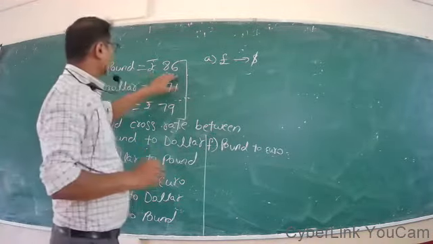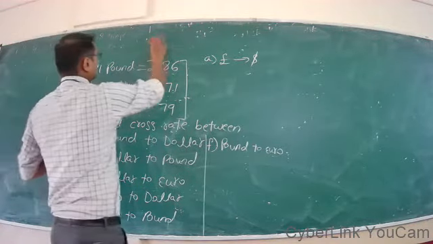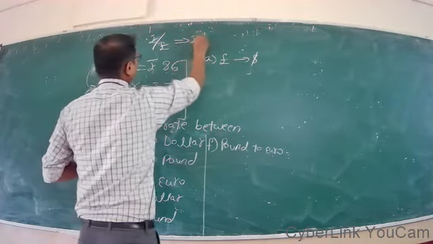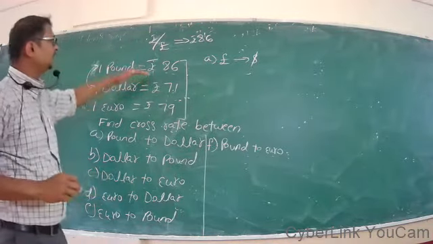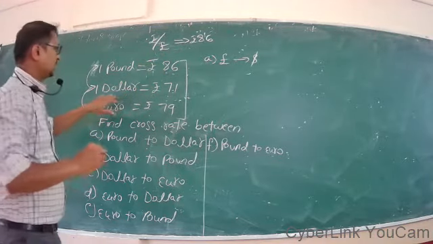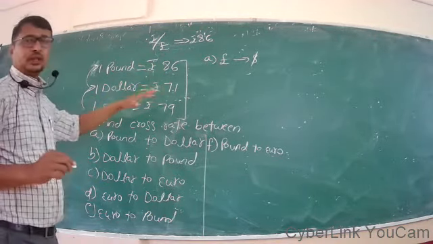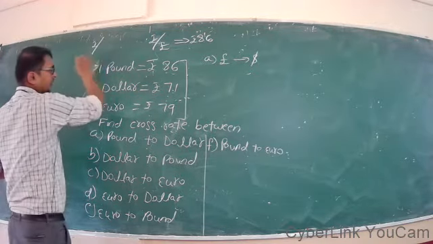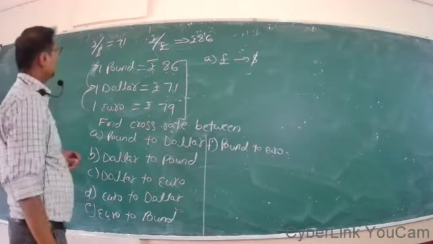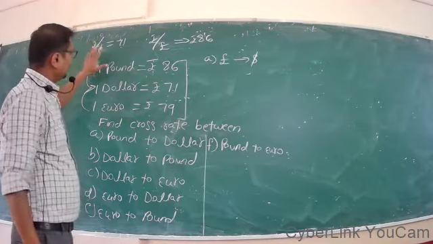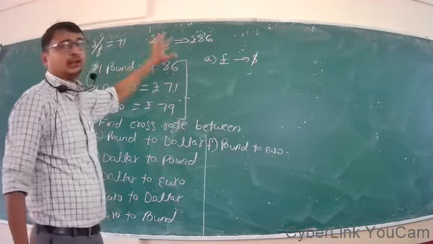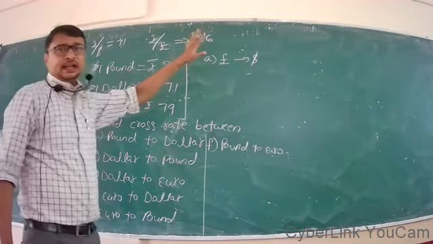Now, 1 sterling pound is equal to rupees 86. That is, rupee per sterling pound is rupees 86. The same way, $1 is equal to rupees 71, which we can rewrite as rupee per dollar equals 71. What that means is, for each dollar the rupee value is 71, and for 1 sterling pound the rupee value is 86.